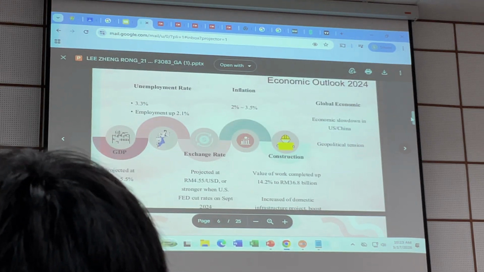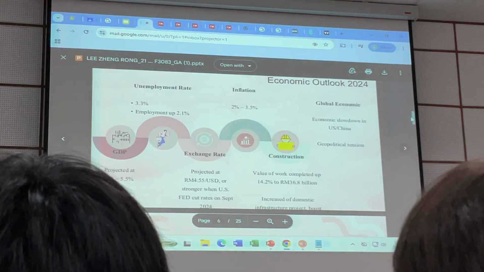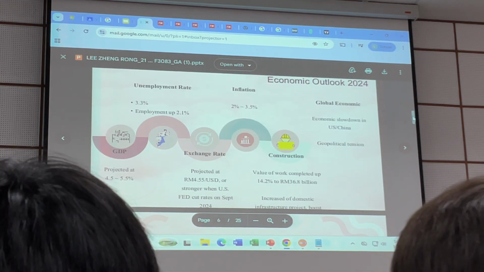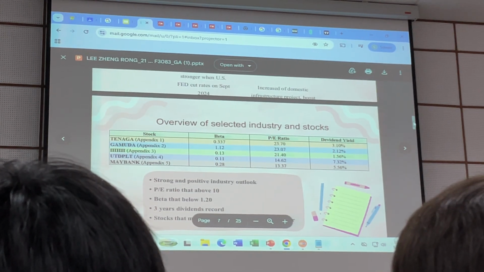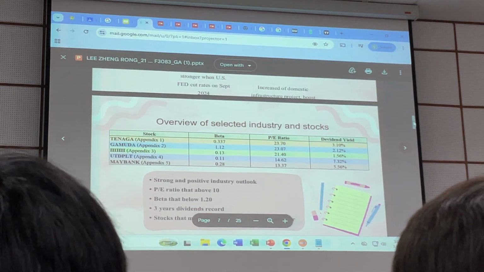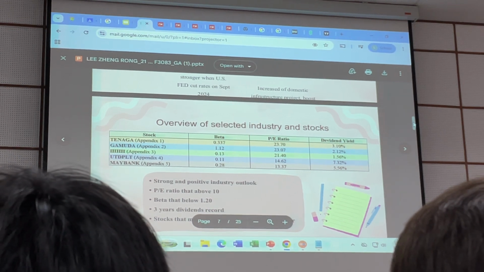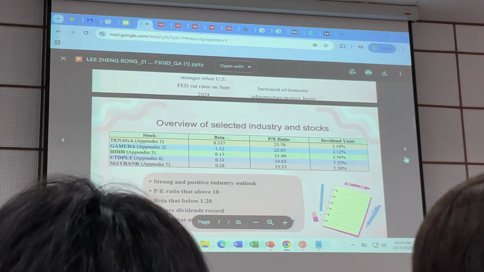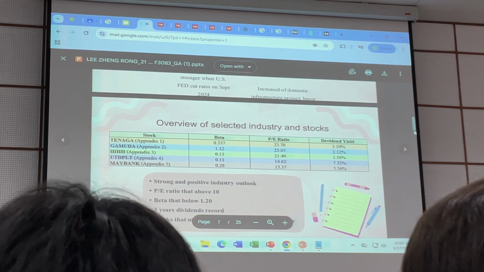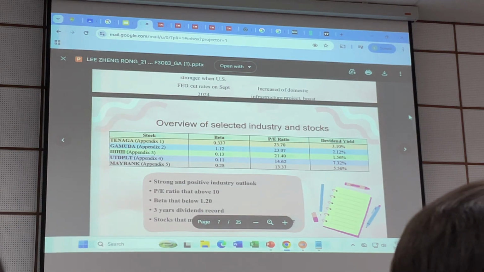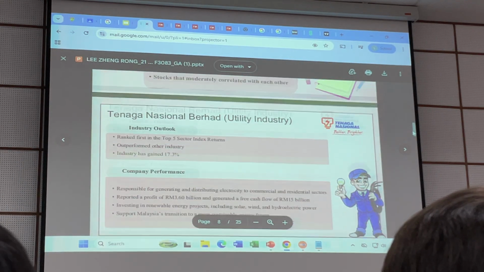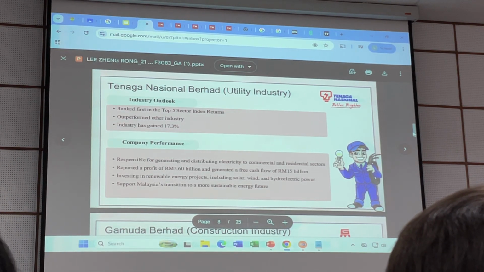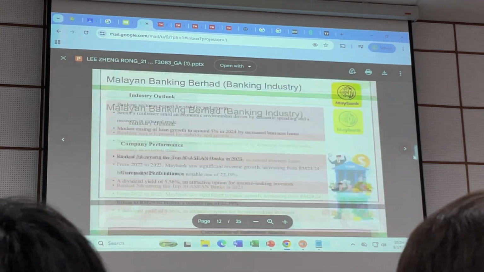Then the economic outlook for 2.6, this is 2.4. You give some figures about inflation, unemployment, global economy, GDP, exchange rate, construction, and travel. And overall, the sector you select, for example these 5 companies: what's the beta, PE, dividend yield. They select PE above 20, a value or gold stock, dividend yield, plus beta less than 1, except Gamuda, which is higher than 1. Next, they go through the companies one by one to do the background, industry outlook, and company performance.